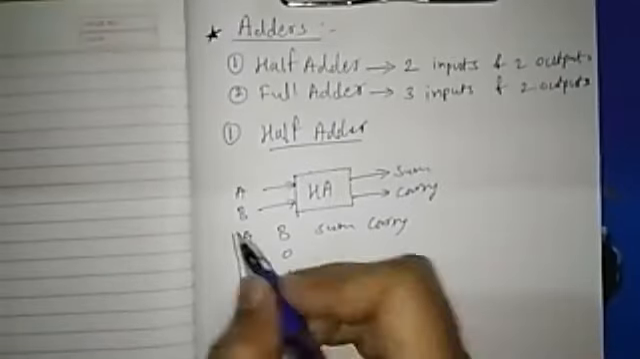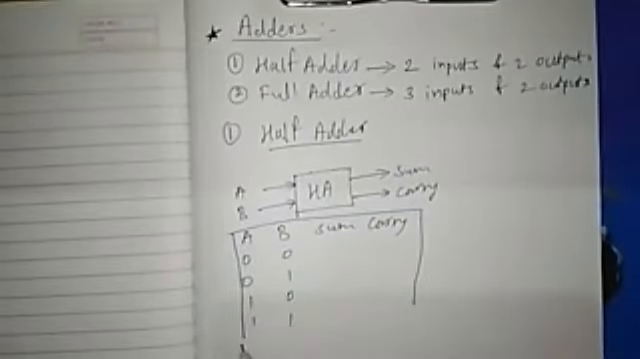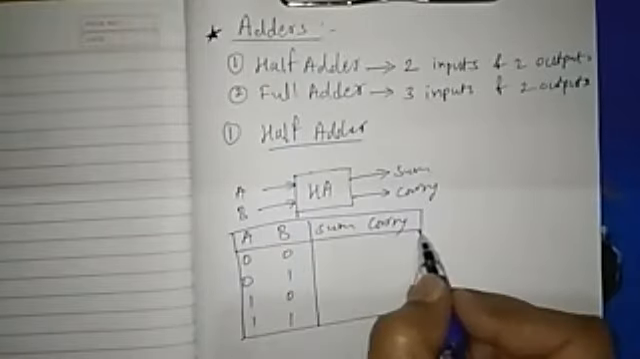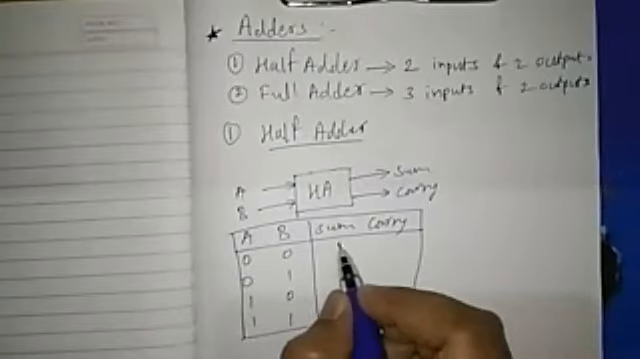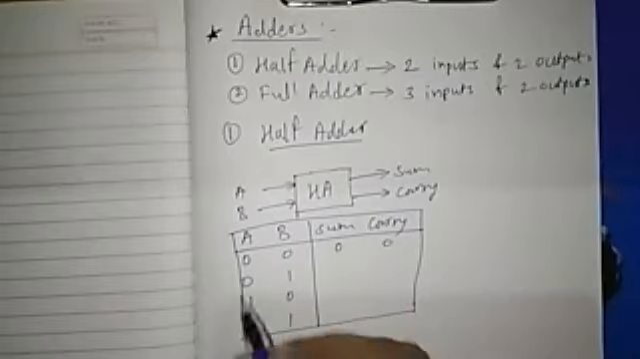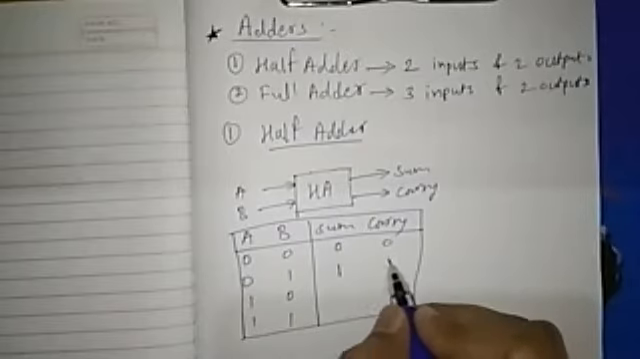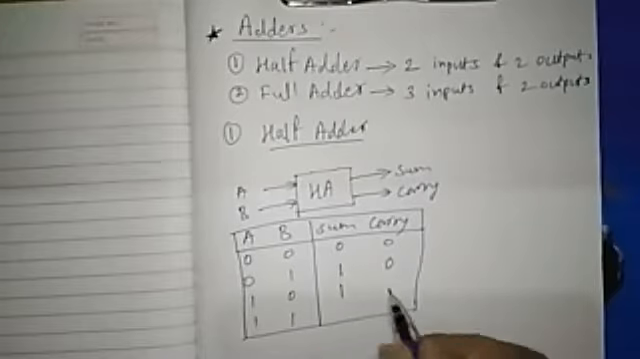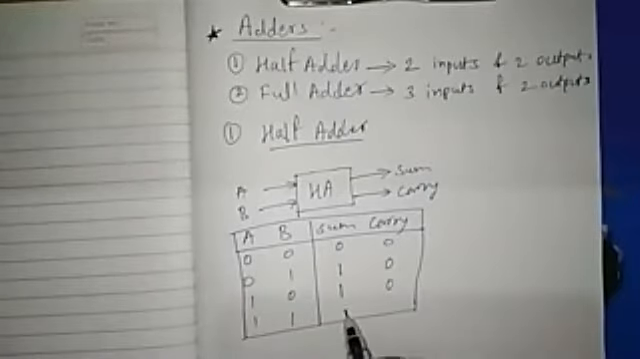With this combination, if I write the sum and carry, I'll get: 0 plus 0, sum is 0, carry is 0. 0 plus 1, sum is 1, carry is 0. 1 plus 0, sum is 1, carry is 0. 1 plus 1, sum is 0, carry is 1.